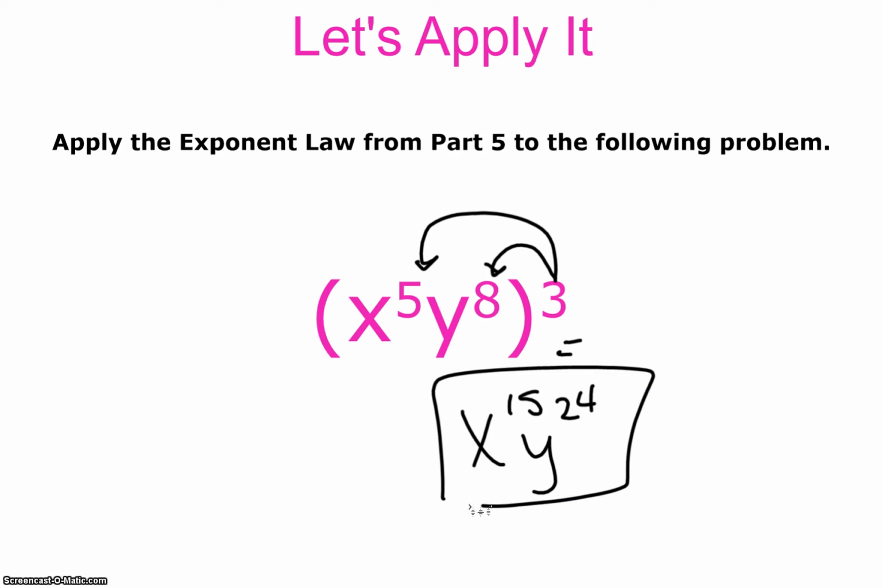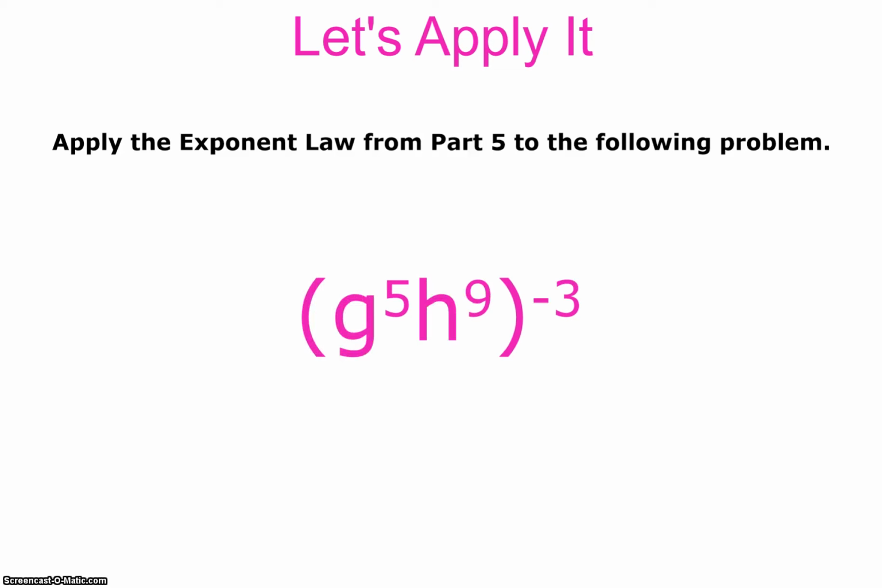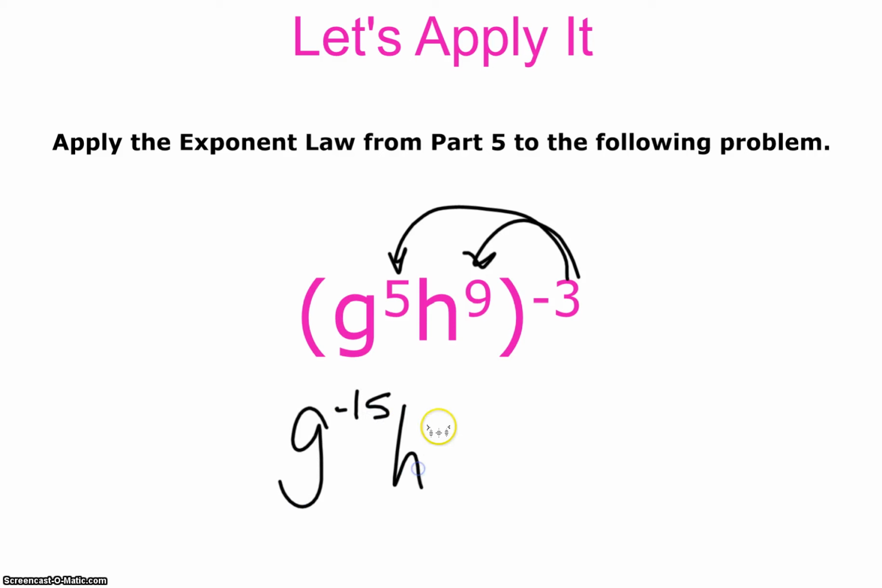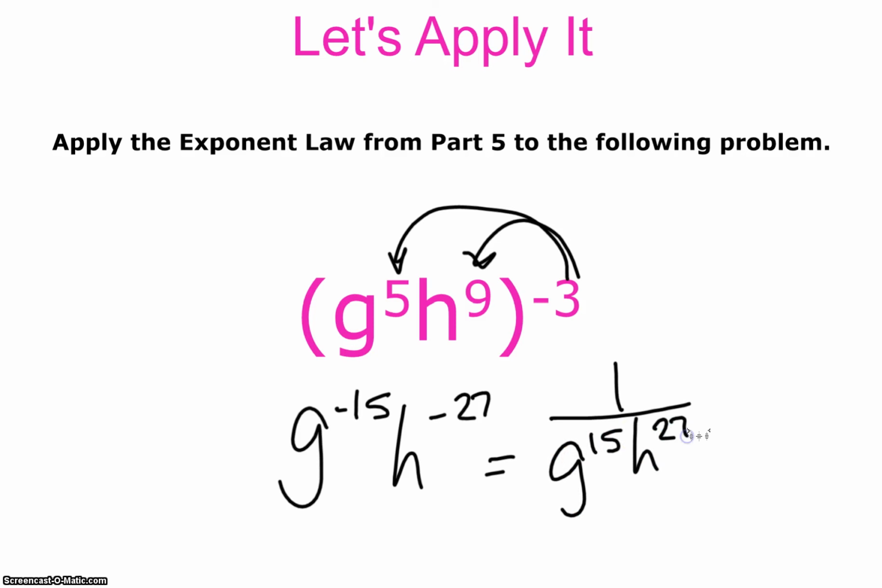Next example, this negative 3 gets distributed to both, so we're going to have g to the negative 15, h to the negative 27. I'm sorry, that's 27, not 18. Remember what we learned in class yesterday, that if you have negative exponents, you want them to be positive. So in order to make them positive, you have to change it to a fraction. 1 over g to the 15th, h to the 27th.